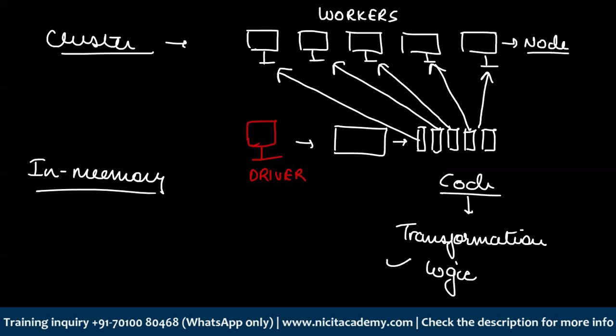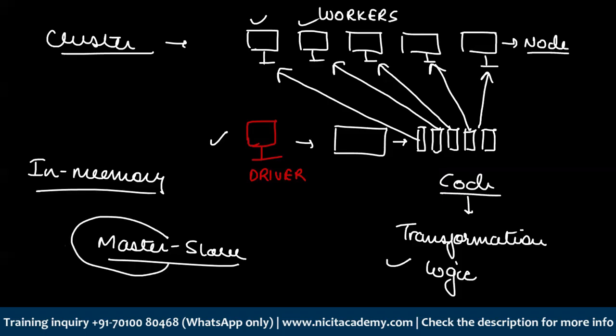This architecture, where there is one master and multiple slaves listening to the master, is also called a master-slave architecture. Have you heard about it? Yes. The master is the driver, who controls everything, and the slaves are the nodes, the workers. Now you would hear two things: workers and executors also.